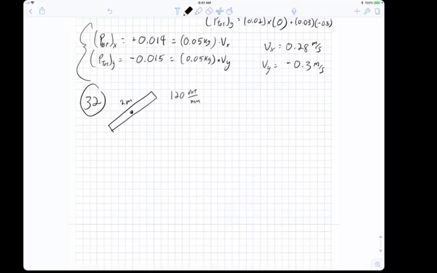Okay, so to answer this question, I need to know the moment of inertia of the rotating bar, and I'm going to look that up, and I encourage you to do the same.